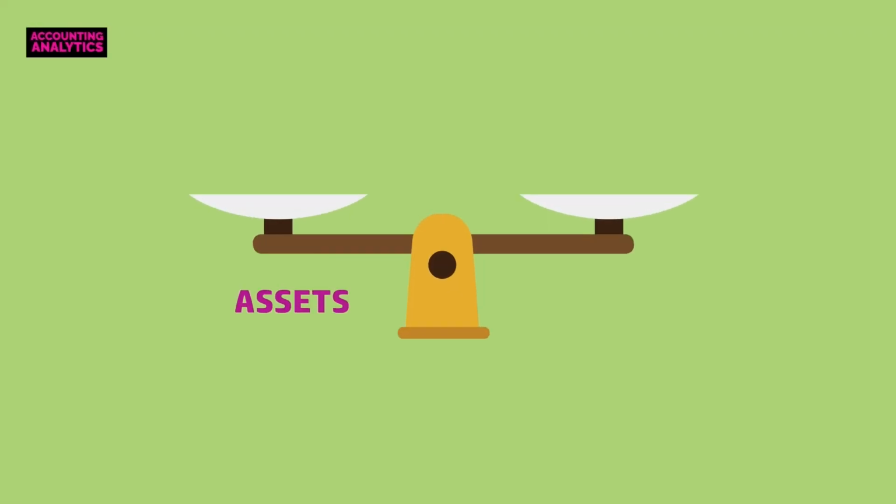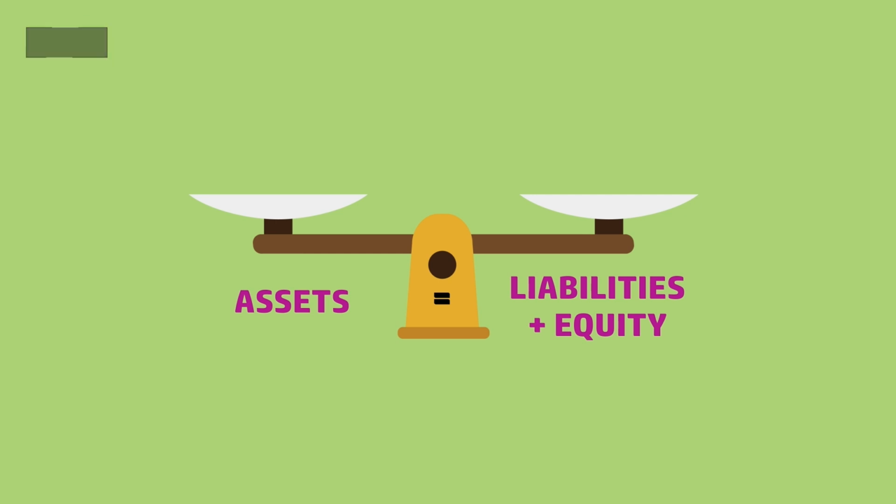Let's go back to the accounting equation. Assets are equal to liabilities plus equity. Like the T account, the left side of the equation is normally a debit, and the right side of the accounting equation is normally a credit.